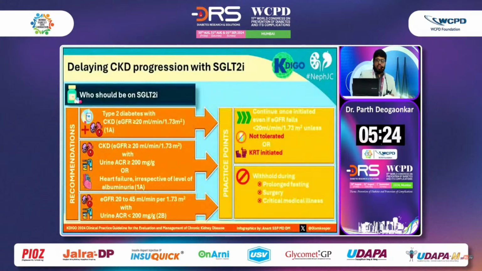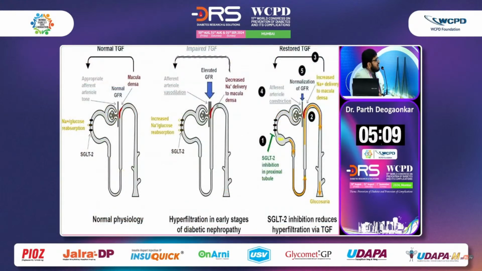The SGLT2 inhibitors, so this is again as per the KDIGO. It is a 1A recommendation now. All patients with type 2 diabetes and CKD, that is, low eGFR with proteinuria, need to be on SGLT2 inhibitors. So how does an SGLT2 inhibitor work?